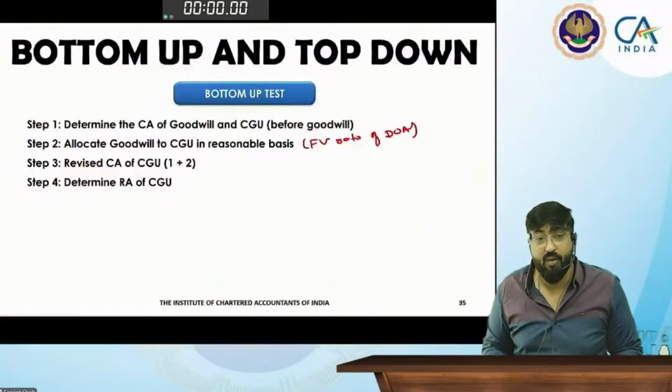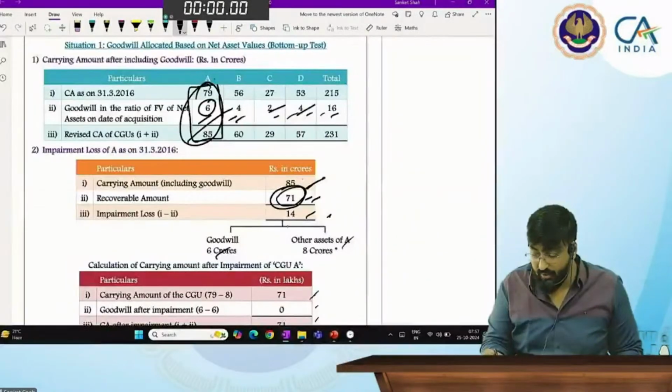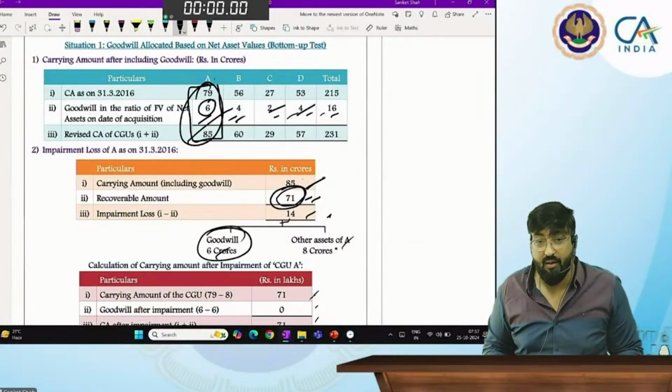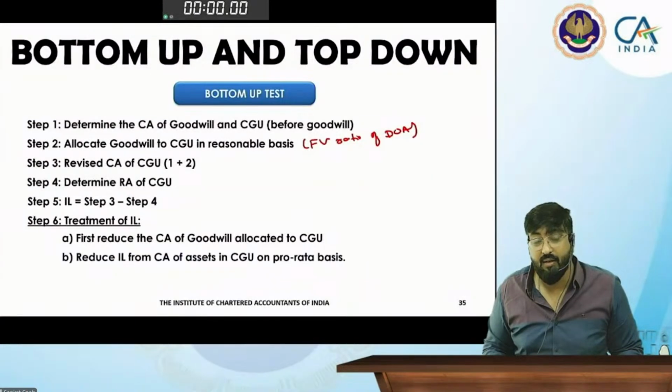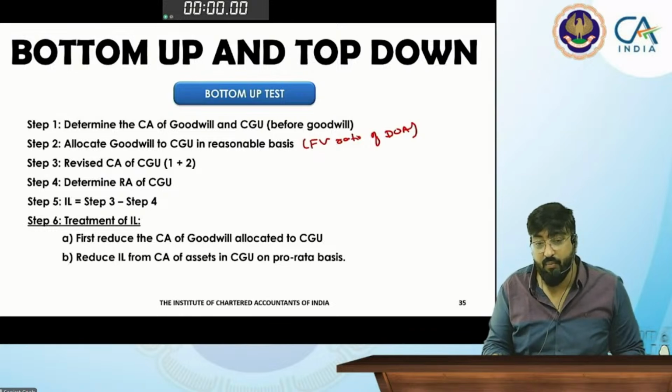Whatever impairment loss you got, first you adjusted to goodwill. Sorry, sir. Impairment loss, first you adjusted 14 against goodwill. Goodwill, then the asset, and then reduce other assets. Yes, sir. But here something is wrong: reduce impairment loss from the carrying amount of assets in CGU, not on a pro rata basis. This line is wrong. Carrying amount of the CGU.